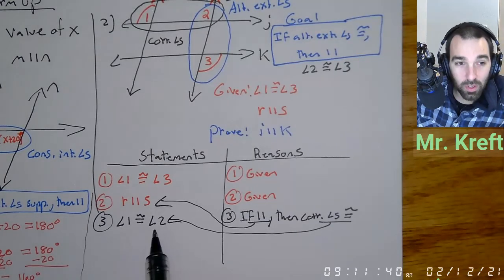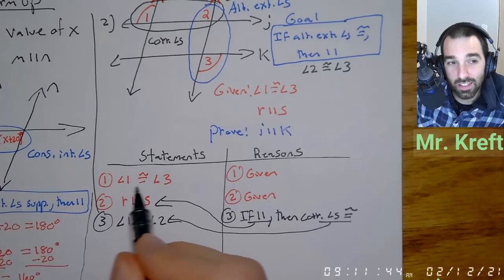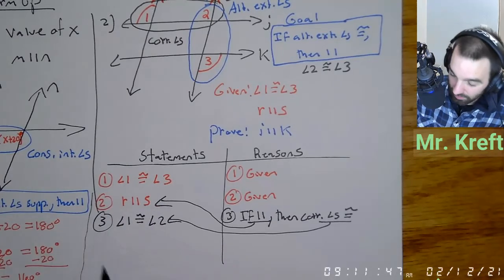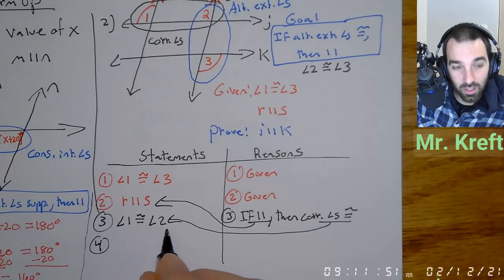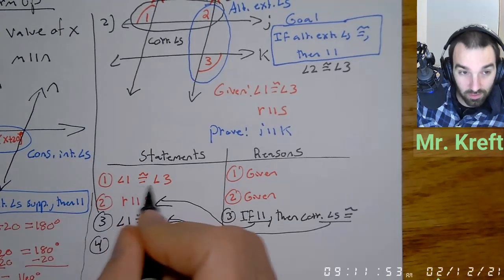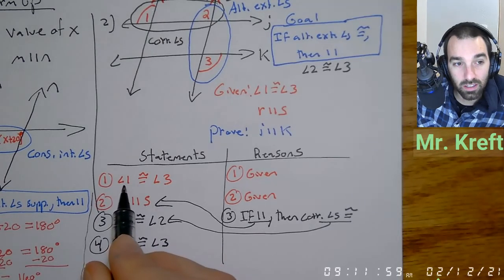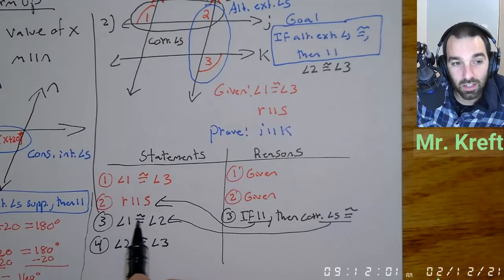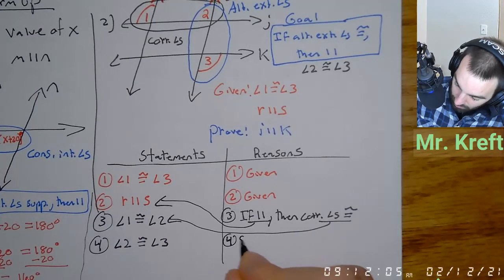So now I know angle 1 is congruent to angle 2. So instead of having angle 1 equal to angle 3, I can replace it. And that's going to be my step 4. I'm going to replace angle 1 with angle 2 in this top equation. I'm going to say angle 2 is congruent to angle 3. All I'm doing here is replacing angle 1 with angle 2. So the correct answer here would be substitution.